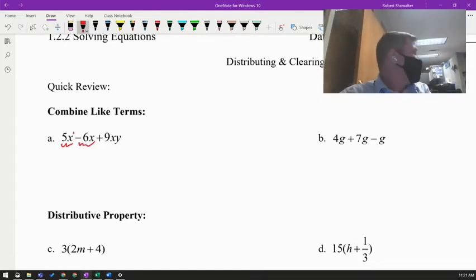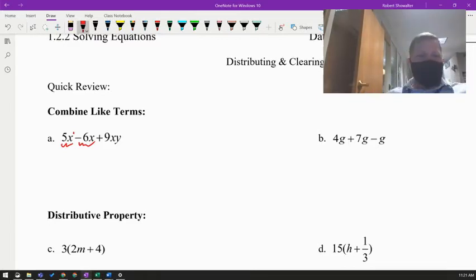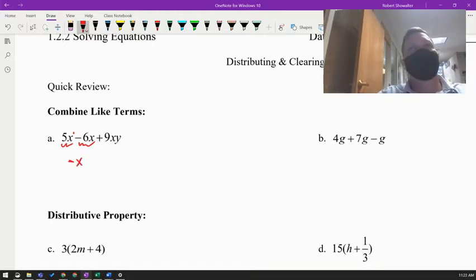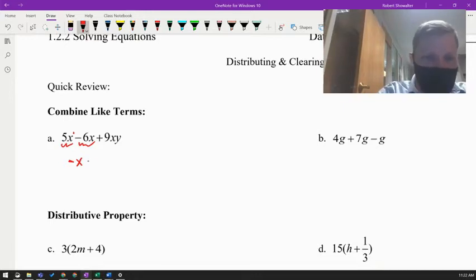When we see that, we want to consider grabbing the sign to the left as we work on it. So we want to think 5, and then the sign to the left of the 6, that's negative 6. So 5 minus 6 would be negative 1. So we're going to write negative x. We're not going to write negative 1x because that's writing extra stuff that we don't have to. And then we have this 9xy that we're going to drop on the right, and that's it.